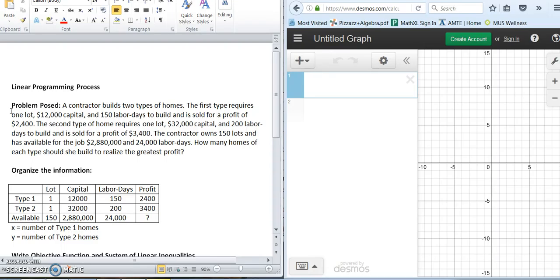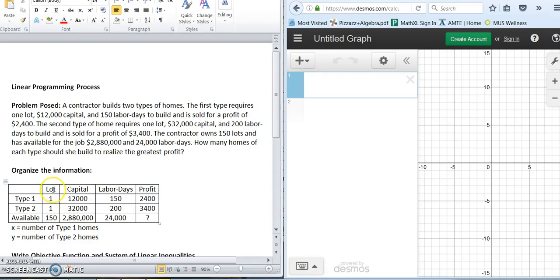I tend to use a table, and tables can be organized both vertically and horizontally. I have two types of homes, so my second row says type 1 and my third row says type 2. My last bottom row is available. That's what the contractor has available.